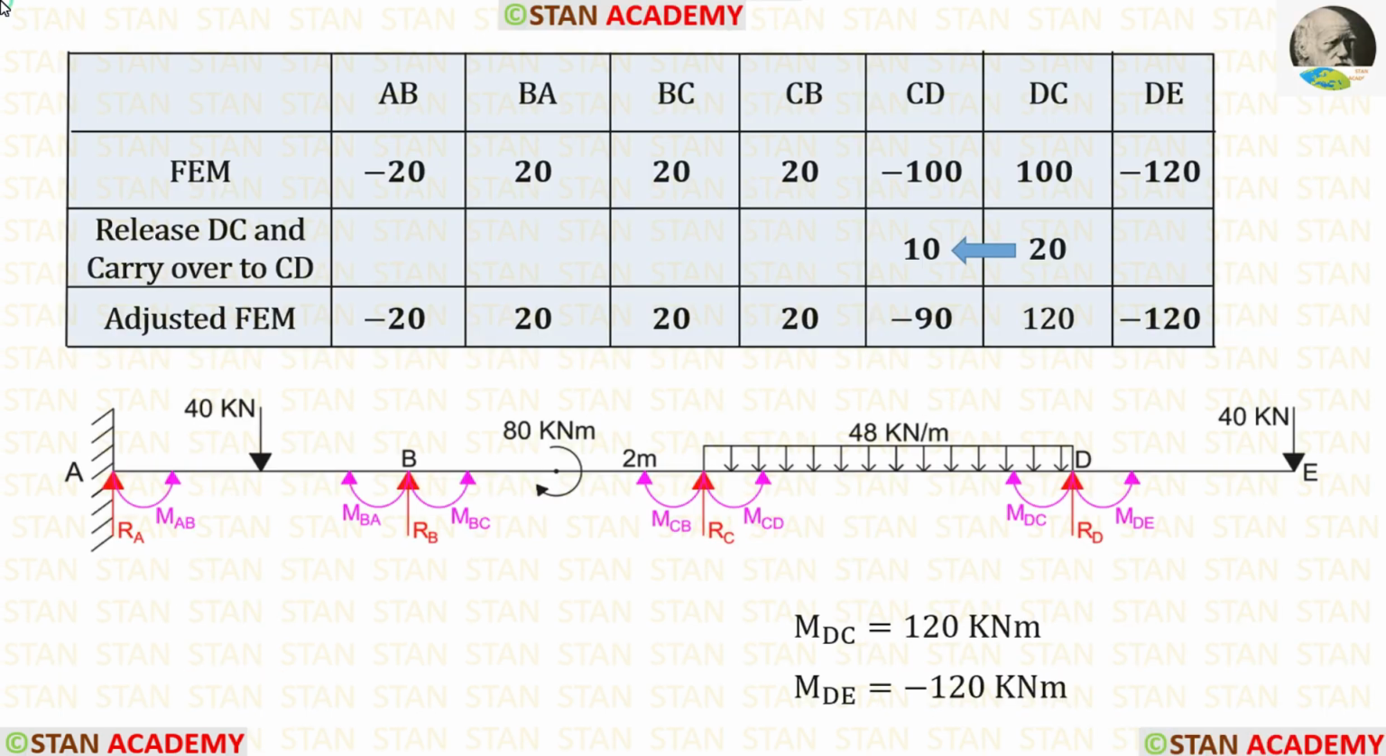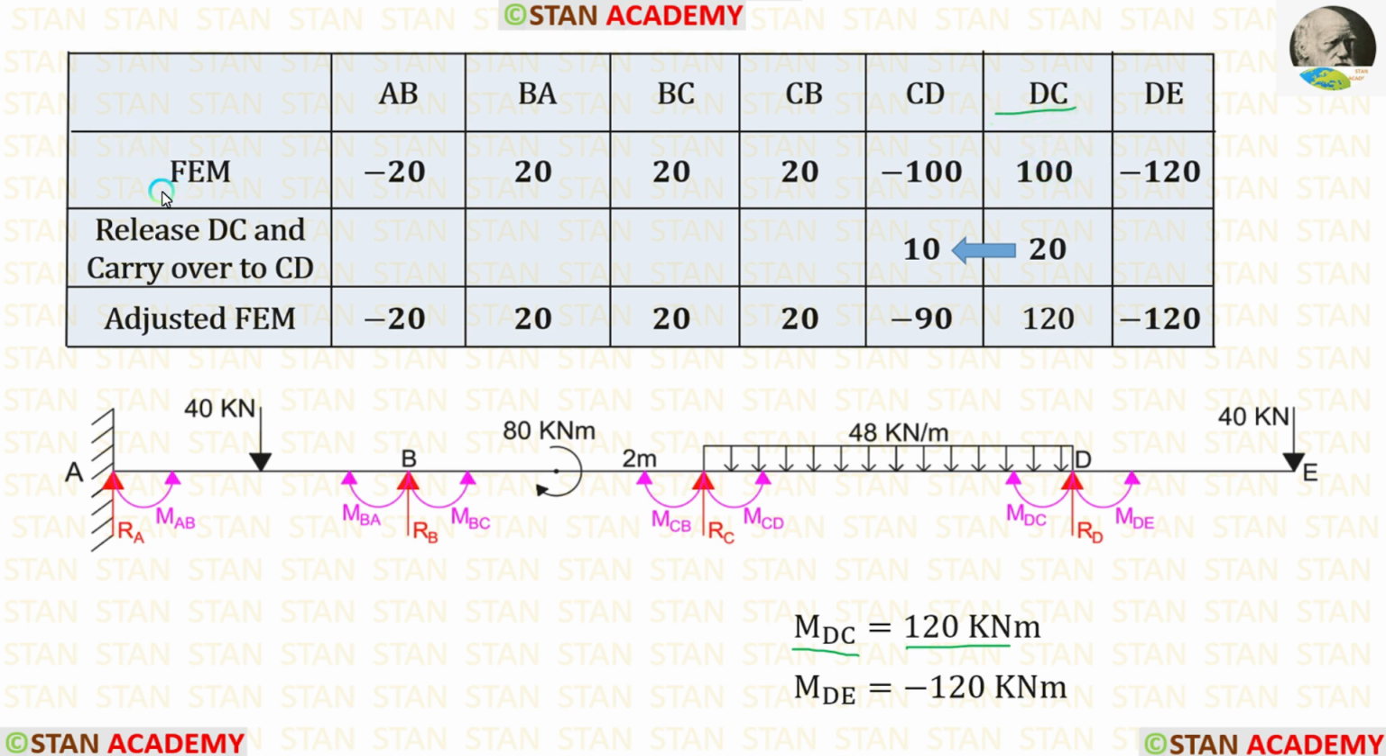Now let us make the adjusted fixed end moments. Let us make a table. In the table, first let us enter all of the members. Then let us enter the fixed end moments. In the joint D, we have calculated the final moments MDC and MDE. Let us apply the value of MDE here. The final moment for DC, MDC is 120. So we have to make DC 120.